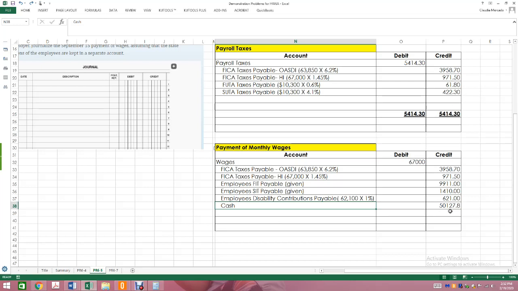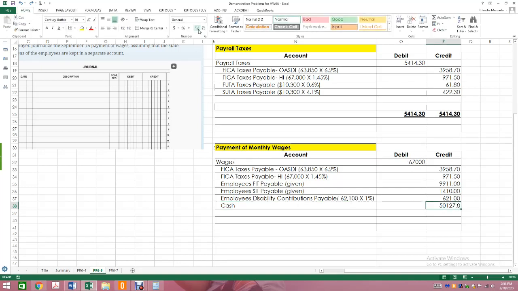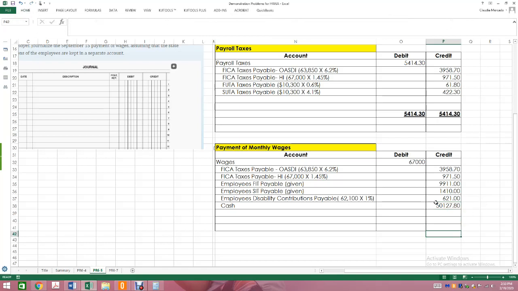I am taking money out of my bank account to pay my employees. How much am I going to pay my employees? Well, they earned $67,000, but they had several deductions. So at the end of the day, I'm going to pay my employees $50,127.80. That is the amount that I'm going to cut my check out for, or my checks, because this is for multiple employees. So make sure that after you're done, your debits and your credits equal. Very important that you stay in balance, and they do.